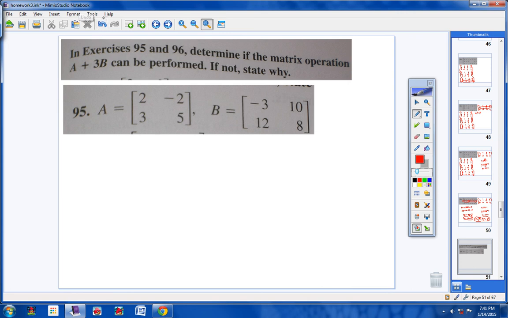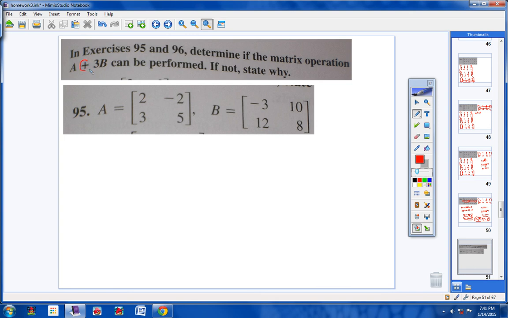Okay, on number 95, we're either saying yes or no. We're not going to actually do the procedure here, just the operation. We're just going to see if we can do it. And the answer is yes. You can definitely do A plus 3B, and here's why.